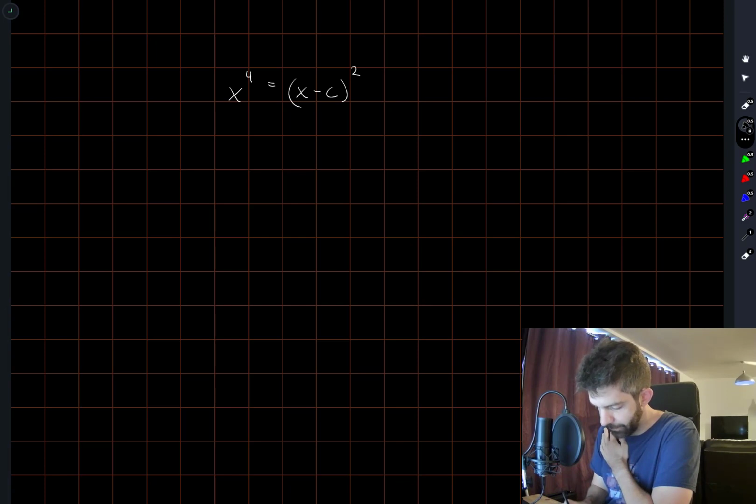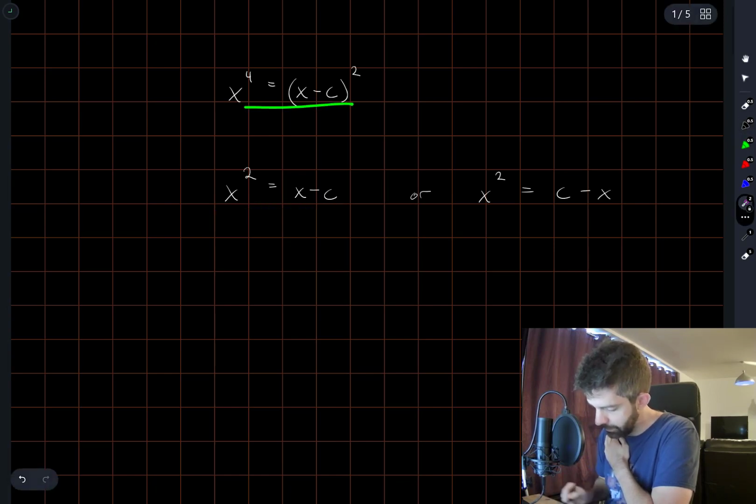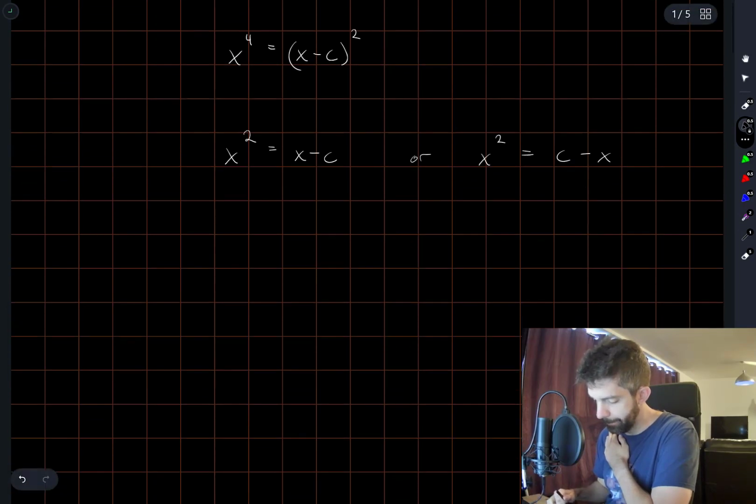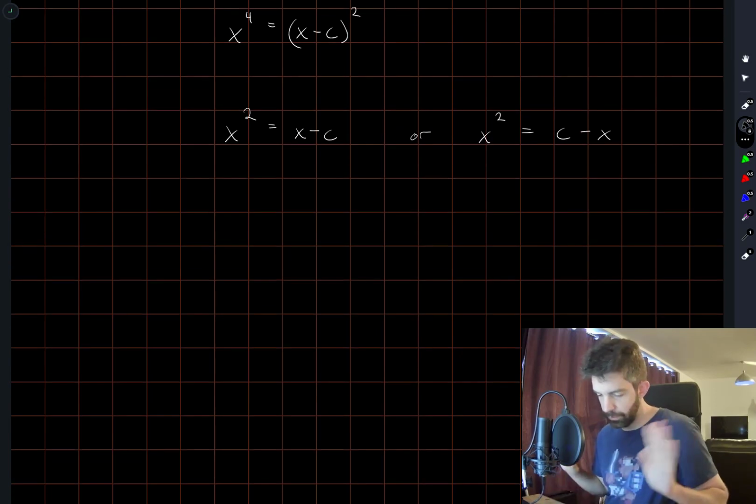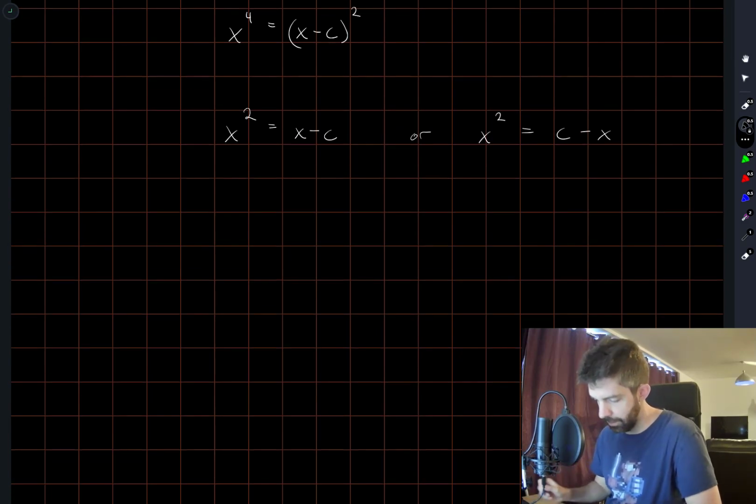The first equation is true if either x squared is equal to x minus c or x squared is equal to c minus x. If this is true, then this is true. And if this is true, then this is true. Okay, so now I want this to have 2 real roots, and I want this to have 2 real roots. But now that we have a 2nd order polynomial, we should be able to just use standard analysis of the discriminant or something like that.